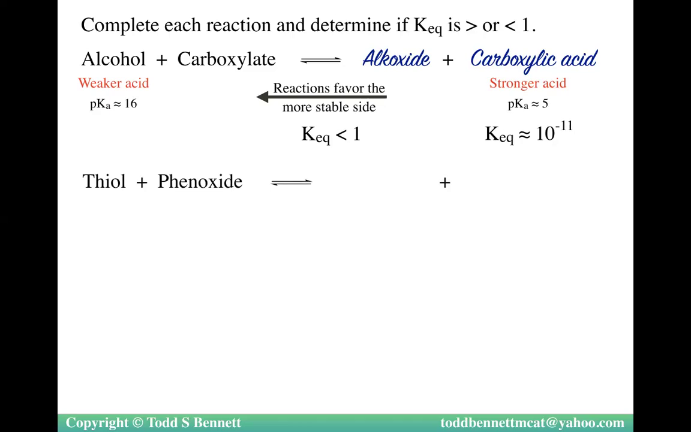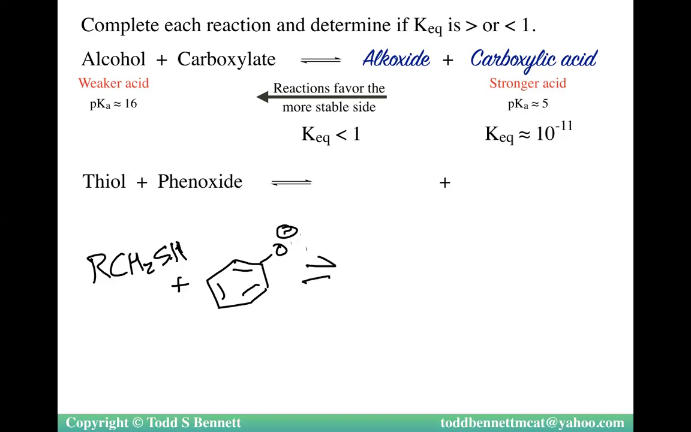Thiol and phenoxide. Again, I need to know my compound. I believe a thiol is SH. Phenols are a benzene ring with an OH. So just like before, it's asking for not phenol, but phenoxide. So I get rid of my H. And that's when I'm reacting.